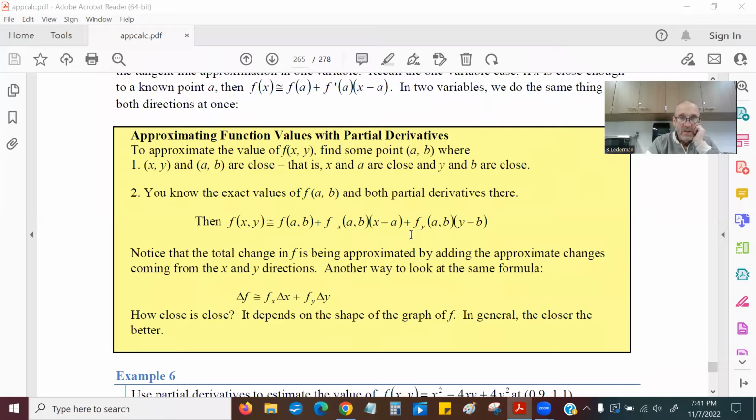So if you notice, what we're doing here is we're getting the total change of f, and we're approximating it by adding the approximate changes coming from both the x and the y direction. And that makes a lot of sense. That actually makes a lot of sense. Let's do an example. Let's do a few. We're actually going to do a few examples.